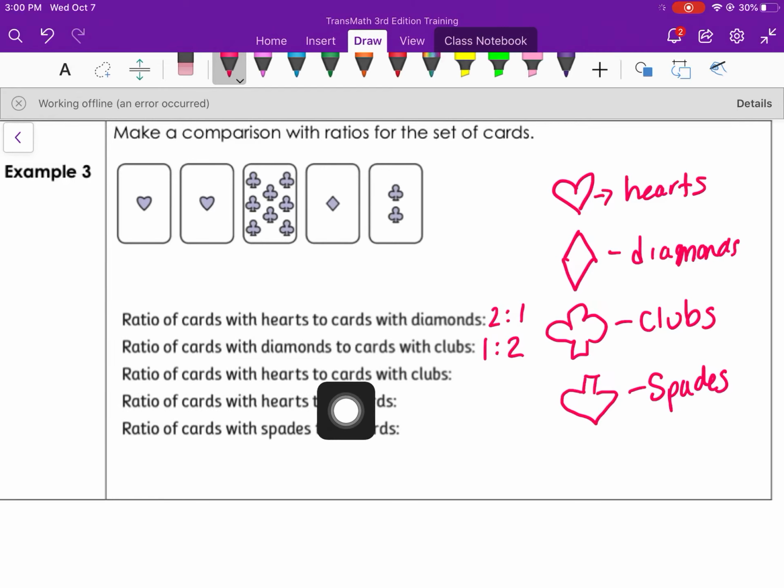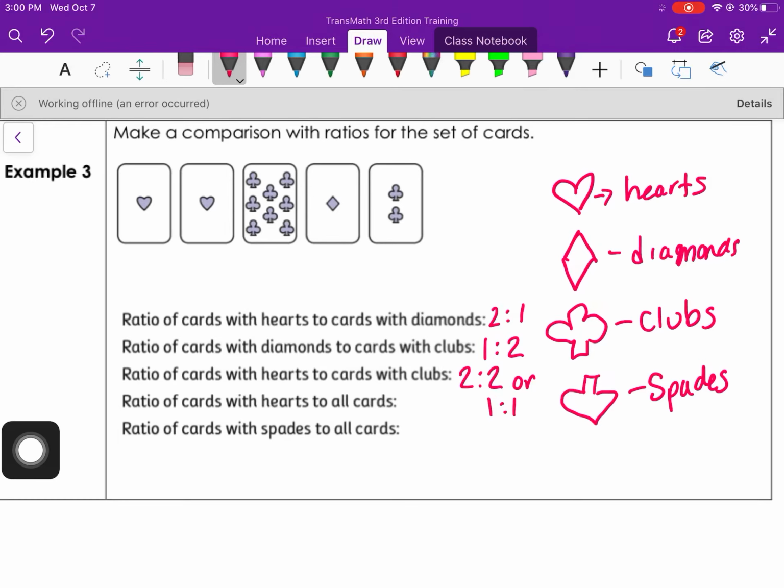The ratio of hearts to cards with clubs: 2 hearts, 2 clubs, so 2 to 2, or 1 to 1, since that can be reduced. For every one heart, there's one club.